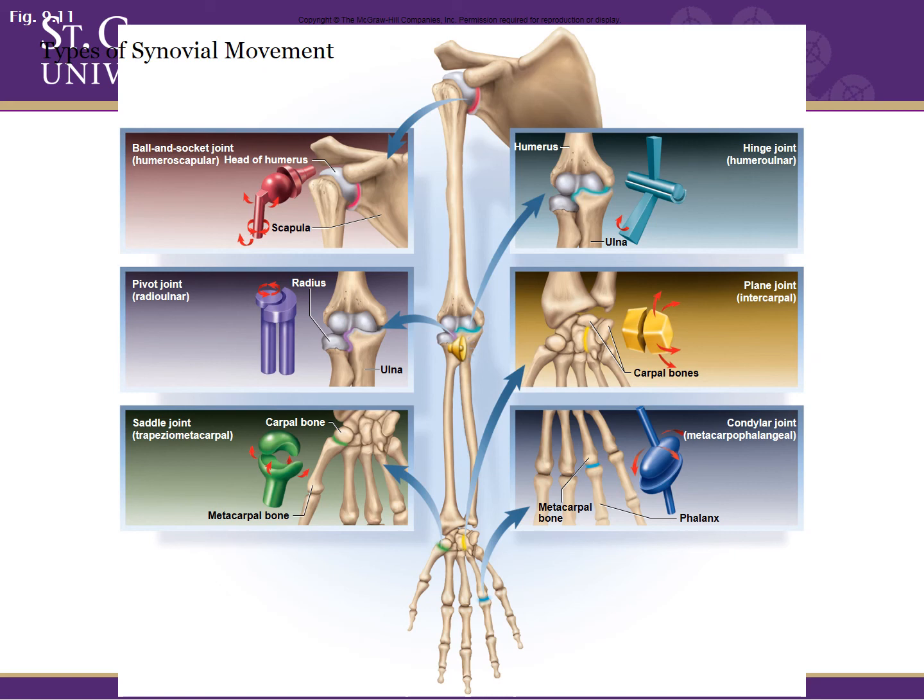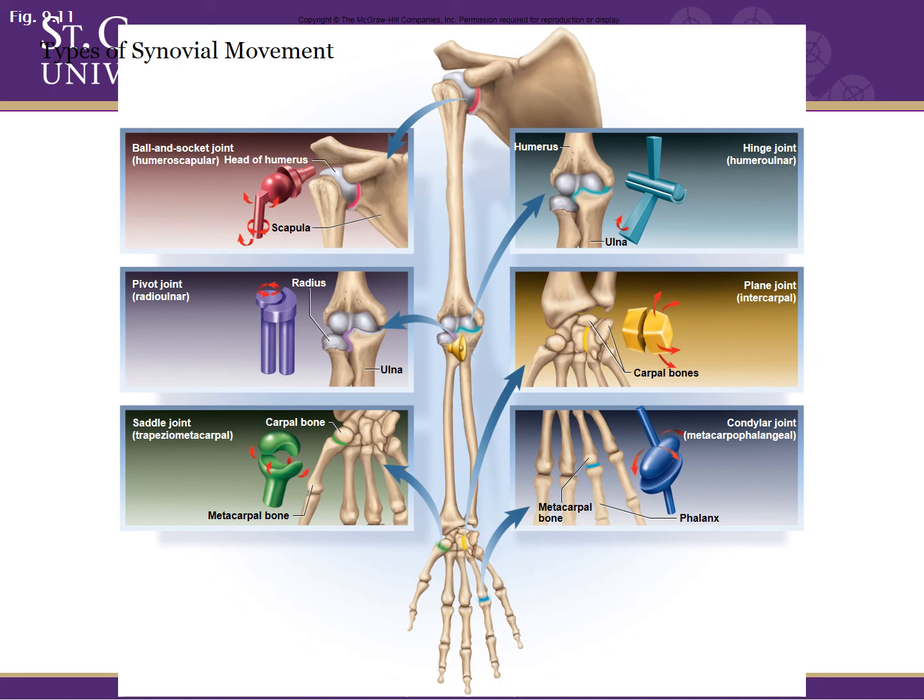Number 3. Pivot joints allow for rotation, as in the head of the radius. Number 4. Saddle are saddle-shaped joints and can be found between the trapezoid and first metacarpal joint of the thumb. They provide your thumb with a greater range of motion than the other fingers.